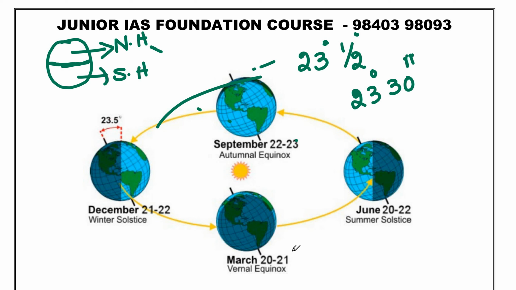In the northern hemisphere, on March 21 or 20, this is called the vernal equinox. Please note it down. The sun will be vertically overhead on the equator. Equinox means equal night. On March 21, almost all over the world, day and nights are equal. March 21 just passed last month, so day and night would have been equal then.